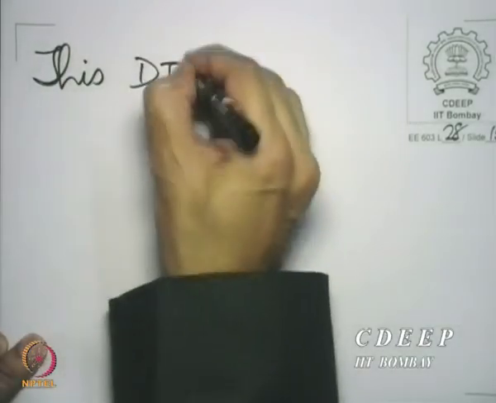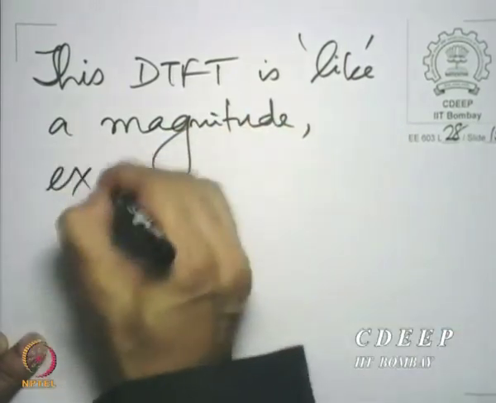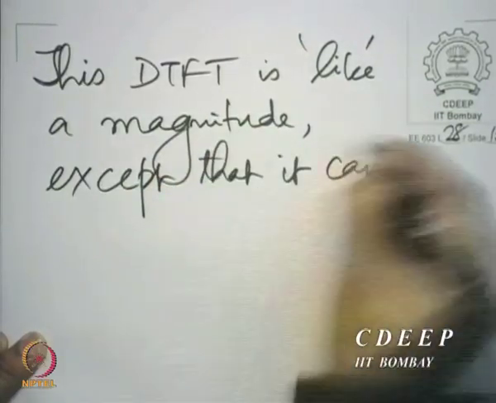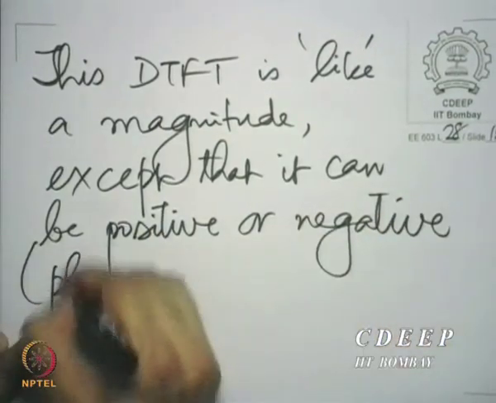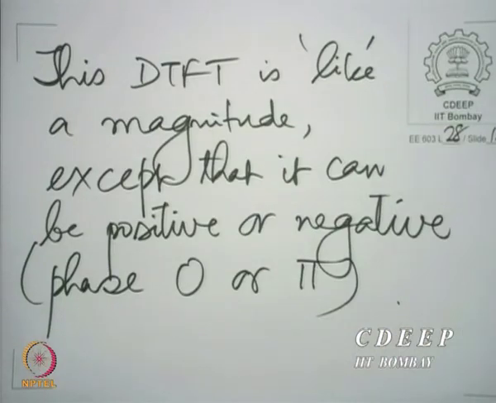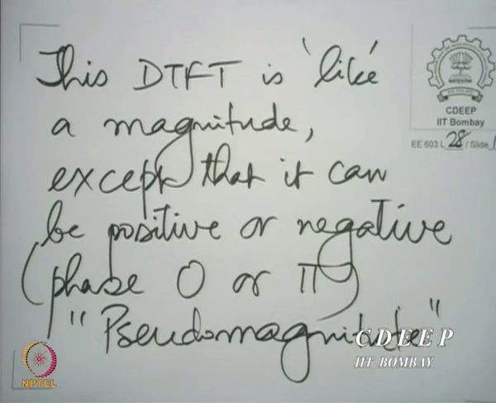Now, when the DTFT is real, its phase can either be 0 or pi. So, this expression that we have here, or this DTFT itself, if you would like to call it that, is also called the pseudo magnitude. This DTFT is like a magnitude, except that it can be positive or negative. The phase is either 0 or pi, but nothing else. And therefore, it is called a pseudo magnitude. If it happens to be positive all over, then it becomes a magnitude. The magnitude of the DTFT is itself.